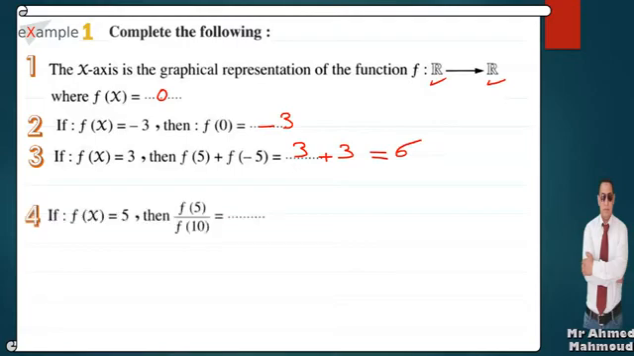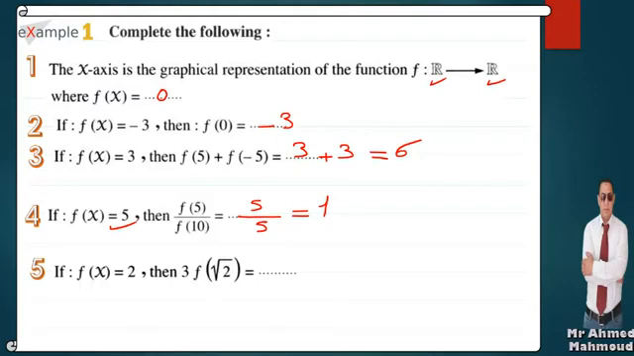Next, f of x equals 5, then f of 5 over f of 10. f of 5 equals 5, as we see here, and f of 10 also equals 5. 5 over 5 equals 1. Another example, if f of x equals 2, then 3 times f of root 2. f of root 2 equals 2. Then it will be 3 times 2 equals 6.